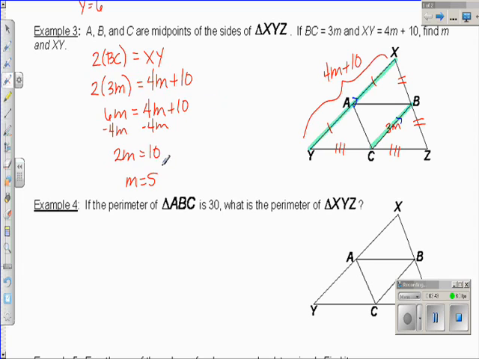Now, if M equals 5, then it also asks you to find XY. So XY would be 4 times our M, which is 5, plus 10. 4 times 5 is 20, plus 10. XY would be 30. If you were looking for BC, 3 times 5 would be 15, so the length of BC would be 15.